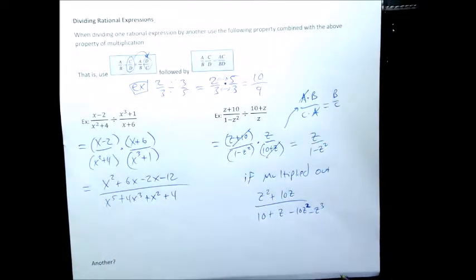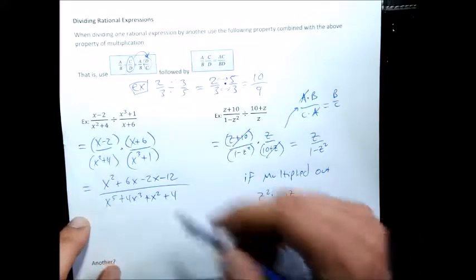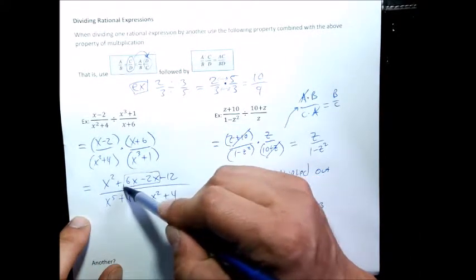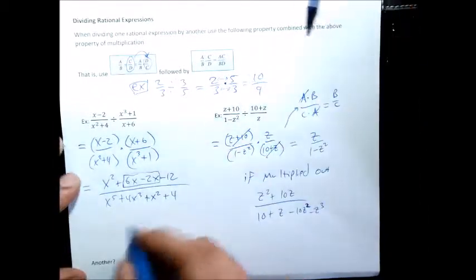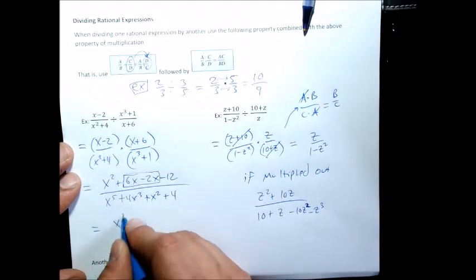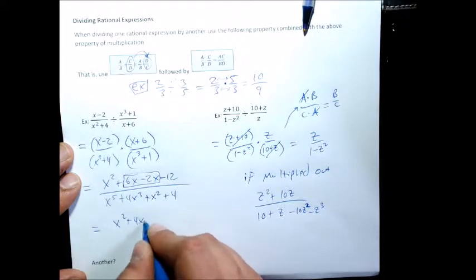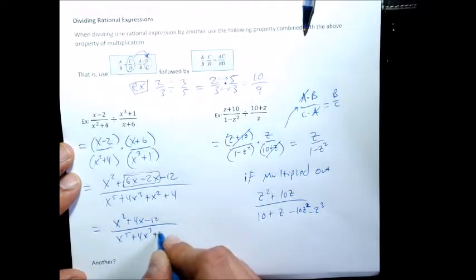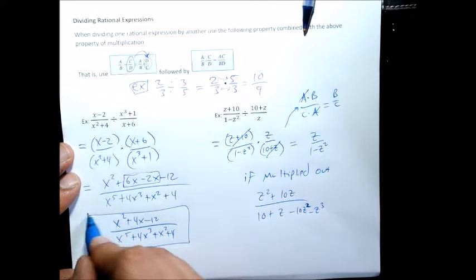And then when I'm looking at that, I'm trying to simplify it, right? The only thing I see to simplify is we've got a plus 6x and a minus 2x. So we can combine those, and we'll get x squared plus 4x minus 12 over the same denominator, right? There's nothing to combine in the denominator, so we just leave it. And that's a nice answer.